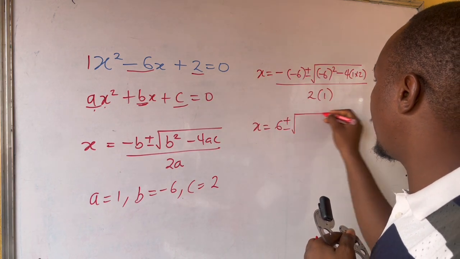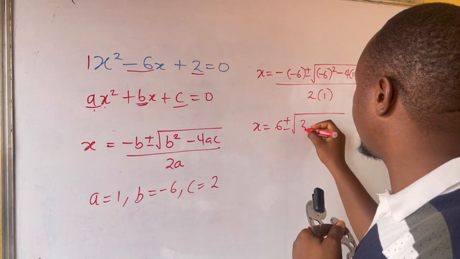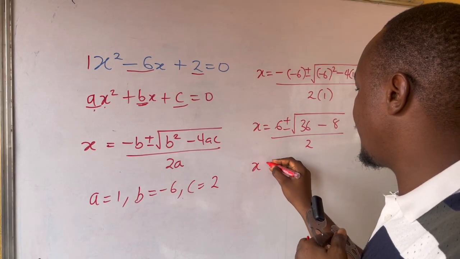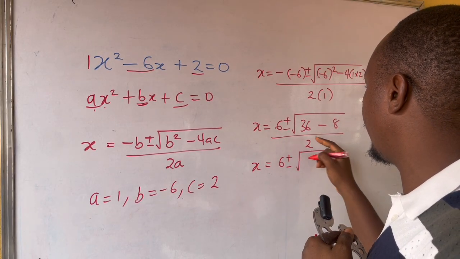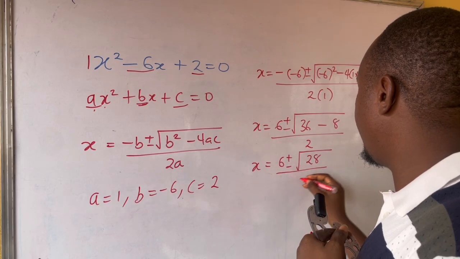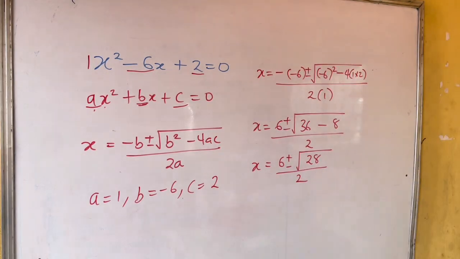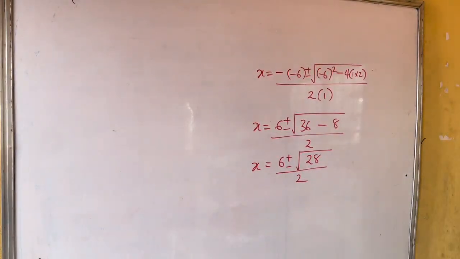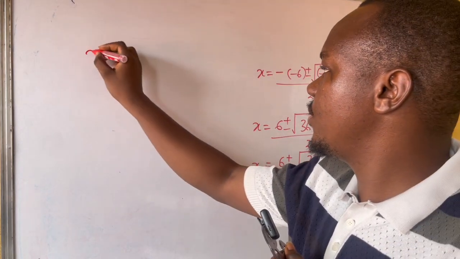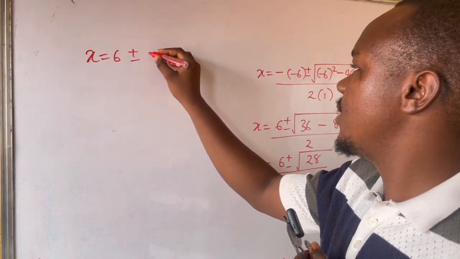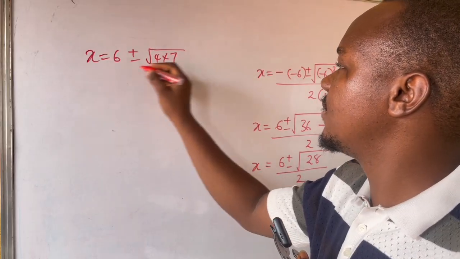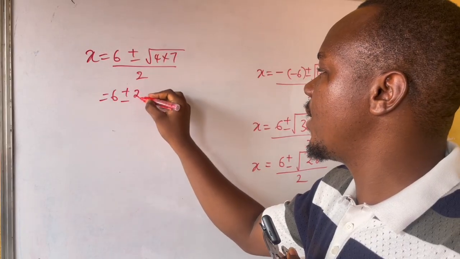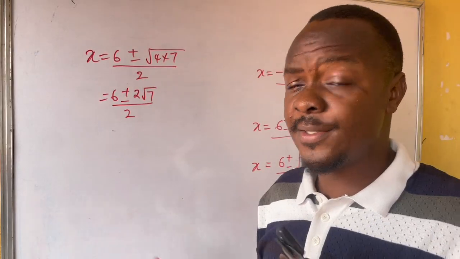Then plus or minus the square root of minus 6 squared, which is 36, minus 4 times 2, which is 8, all over 2 times 1, which is 2. So x will be 6 plus or minus the square root of 28, everything over 2. So we continue: x equals 6 plus or minus the square root of 4 times 7, over 2. Then it will factor, you can bring out the square root of 4, that will be 2 root 7 over 2. By the way, we're leaving the answers in short form.